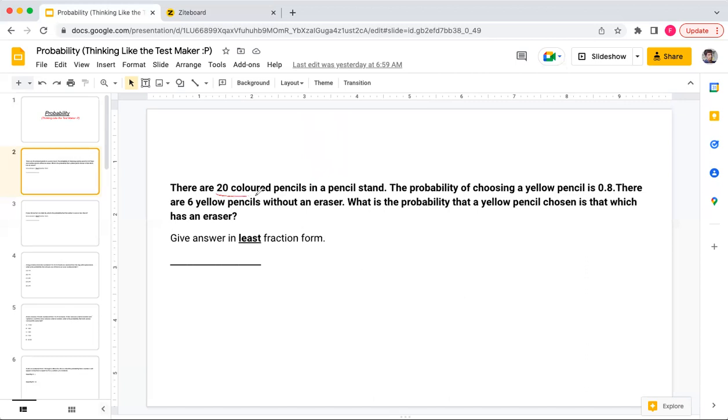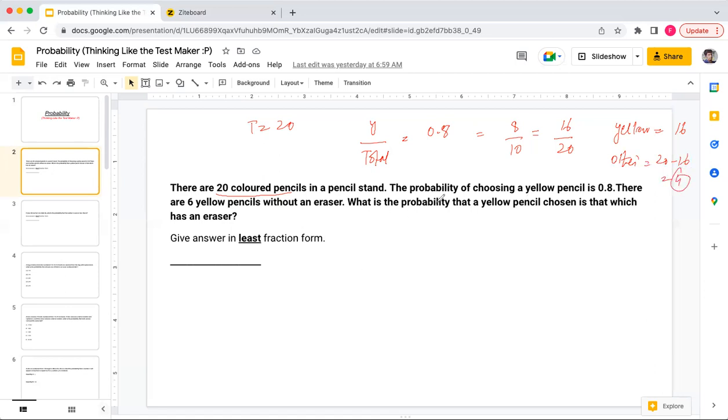There are 20 colored pencils in a pencil case. Okay, so total we have 20 pencils. The probability of choosing a yellow pencil. Okay, we are choosing a yellow pencil. The probability means yellow out of total. That is 0.8. I can write 0.8 as 8 by 10. I can also write this as 16 by 20. Will this make any difference? No. So that means we have total yellow of 16, and others other than yellow are 20 minus 16, which is 4.